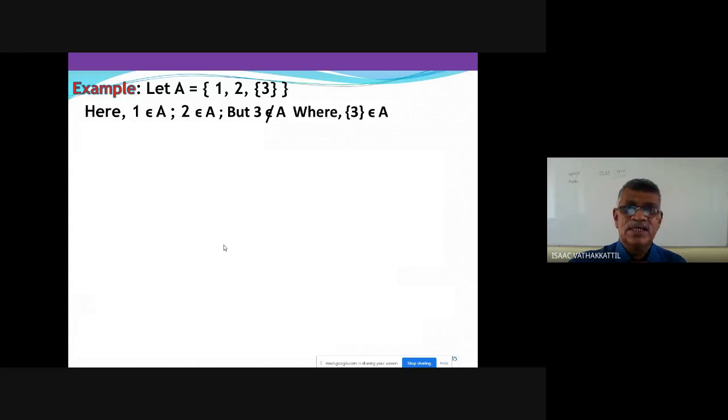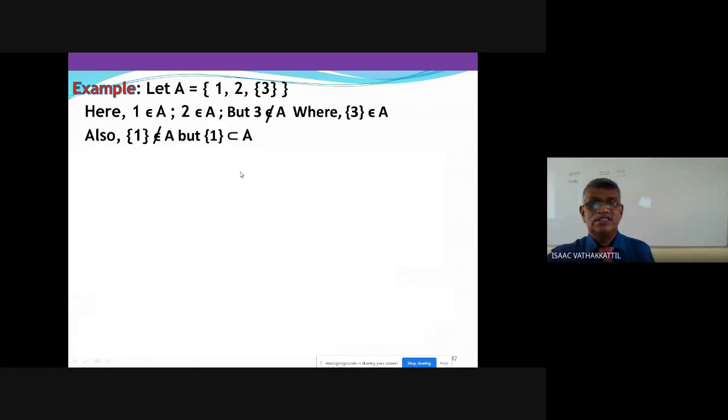In fact, set 3 is a member of A. But set 1 is not a member. In fact, set 1 is a subset. You distinguish between belongs to and subset. Element 1 is a member of A. Set 1 is a subset of A. Set 3 is a member of A.